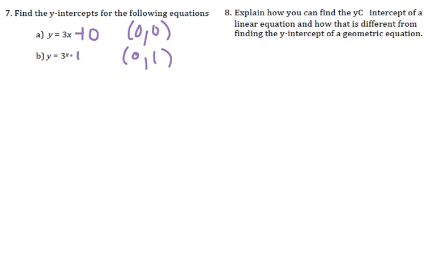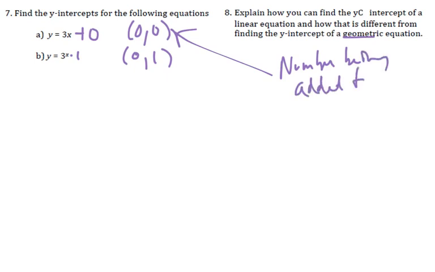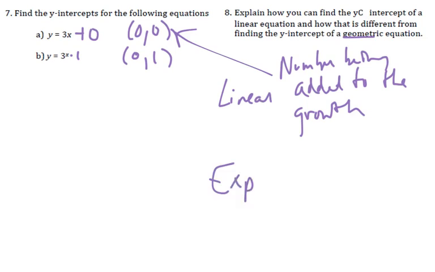Explain how you can find the y-intercept of a linear equation and how that is different from finding the y-intercept of a geometric or exponential equation. Well, if we look at that, it's the number you're adding, right? The number being added to the growth. That would be the linear, whereas with the exponential or geometric, it's the number multiplied by the growth.